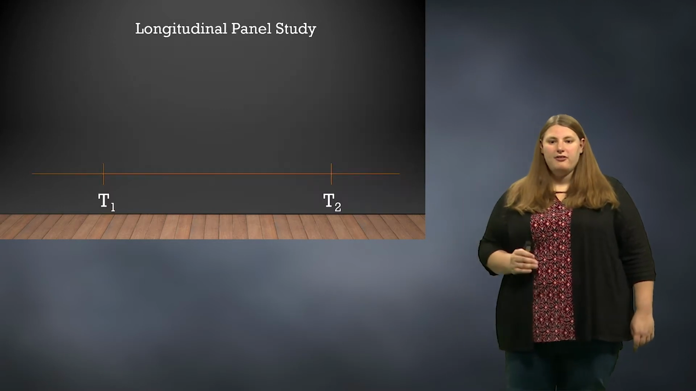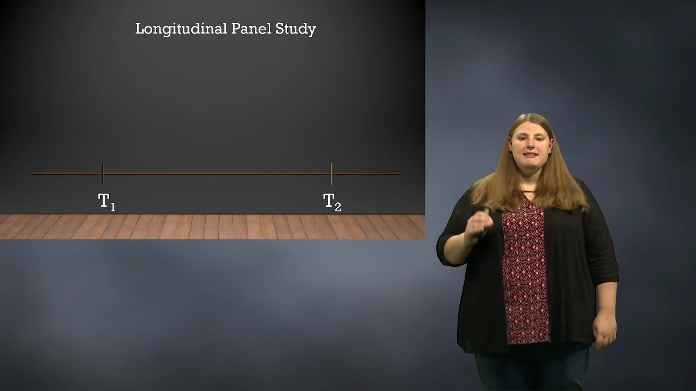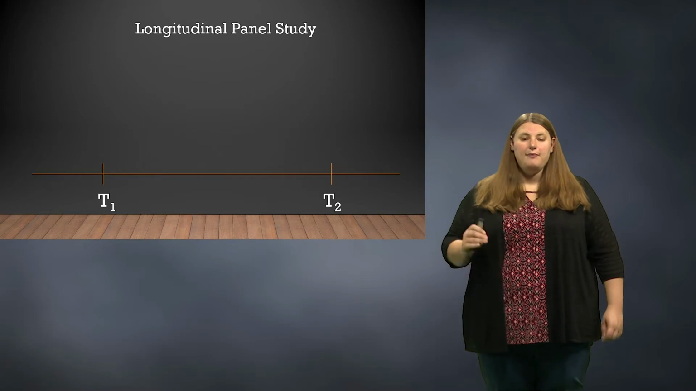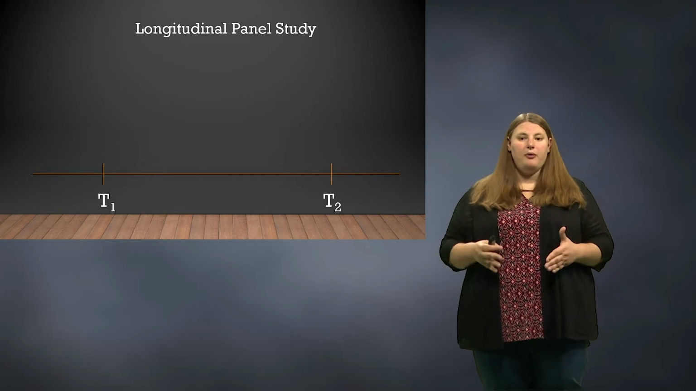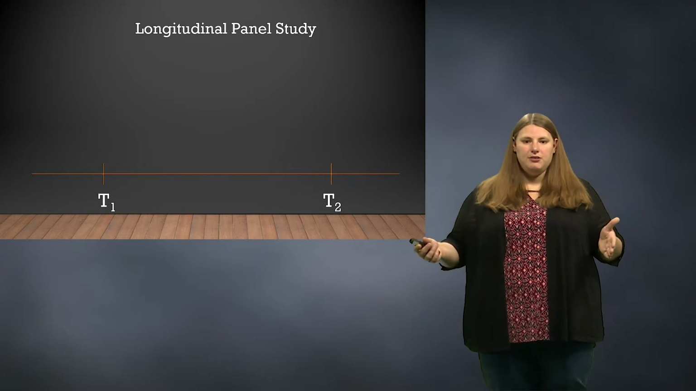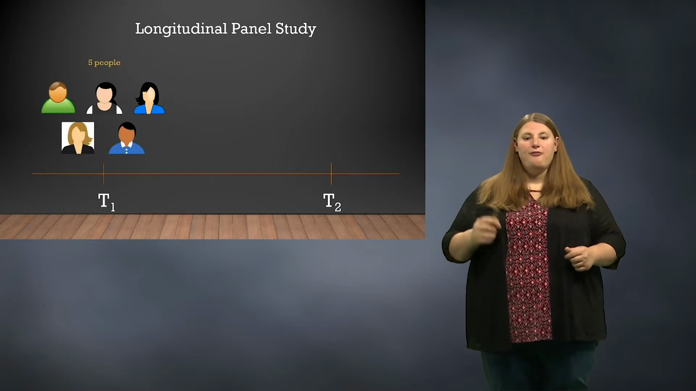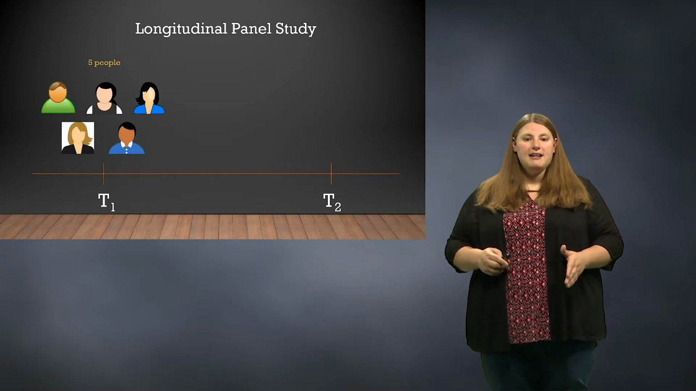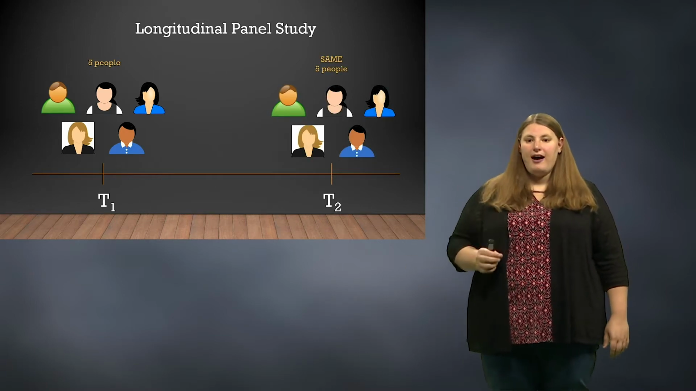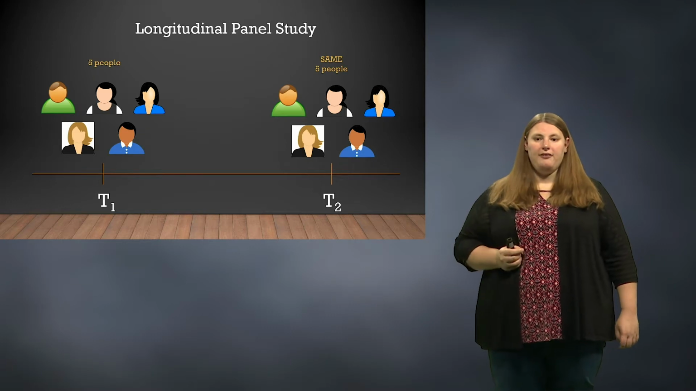So what is a panel study? A panel study means that you gather data from the exact same research subjects each time you collect data. So we start with our research plan. We're going to collect data at time 1 and time 2. At time 1, we gather 5 people. When we get to time 2, whenever that is, we need to gather the exact same 5 people again and collect more data from them.